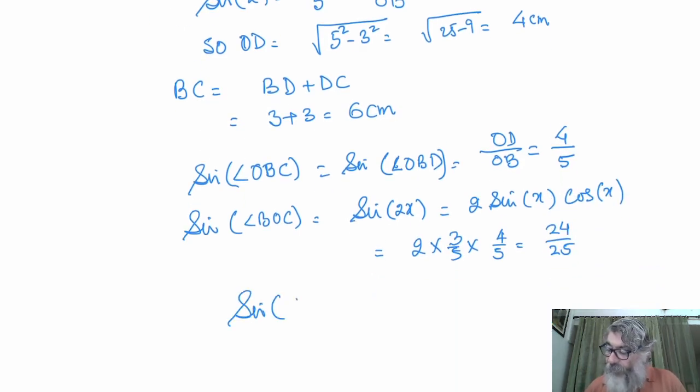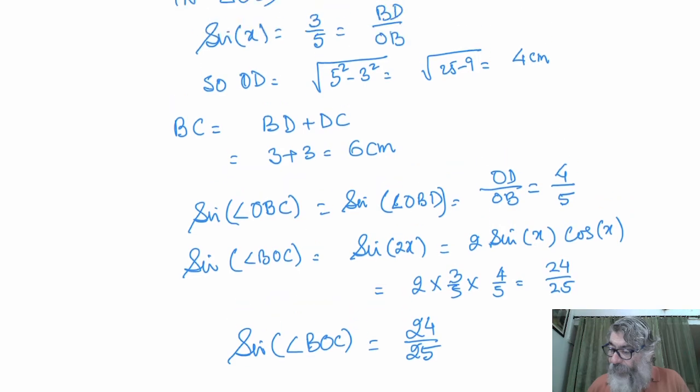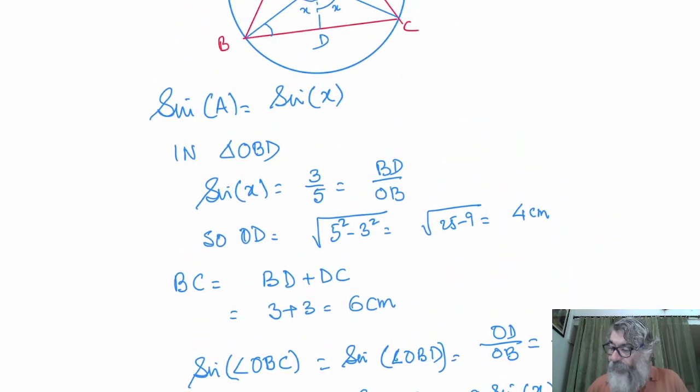Sine of angle BOC is equal to 24 upon 25. We got sine of angle BOC as 24 upon 25. So we have calculated what all we had to calculate.